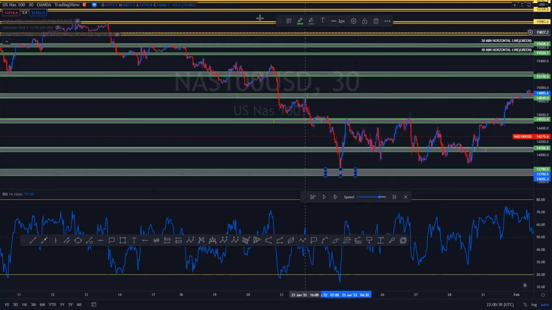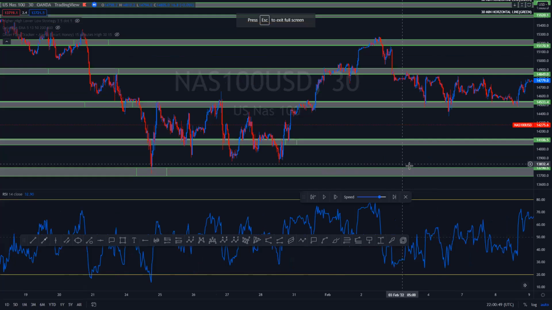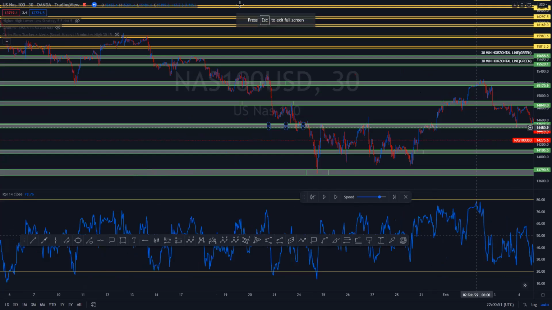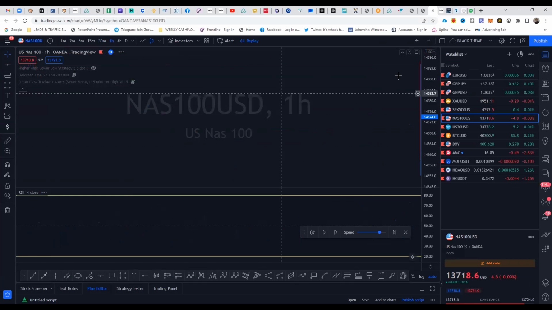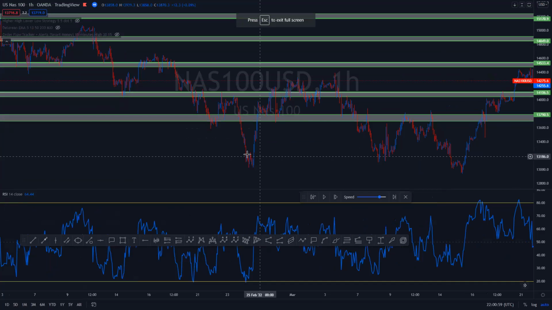Right. So now we draw the lines. Now we've drawn our horizontal. Now that we have drawn our zones on the 30-minute, we're going to switch to the 1 hour. So we're going to go to the 1 hour here. As we can see the 1 hour right here.